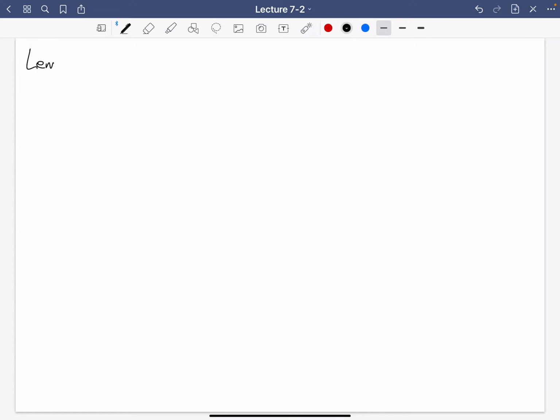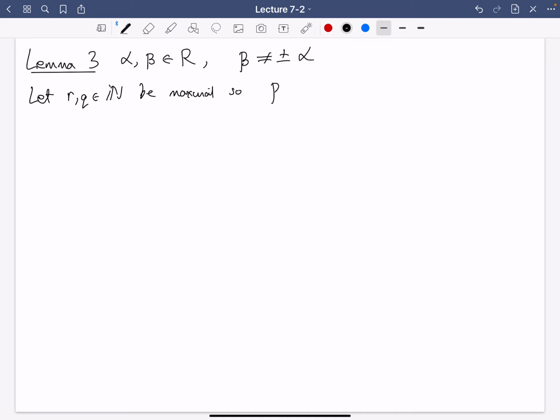There's one more lemma, as we're slowly getting this structure of the root system to unfold. And so this final one is kind of the final decisive application of the representation theory of SL2. So now we're going to think about what happens if you have 2 roots that are not scalar multiples of each other, right? We've shown the only scalar multiples of a root alpha in R are plus or minus alpha. And now I'm going to look at a root beta that isn't plus or minus alpha. I'm going to let r and q in the natural numbers be maximal, so that beta minus r alpha and beta plus q alpha are roots.